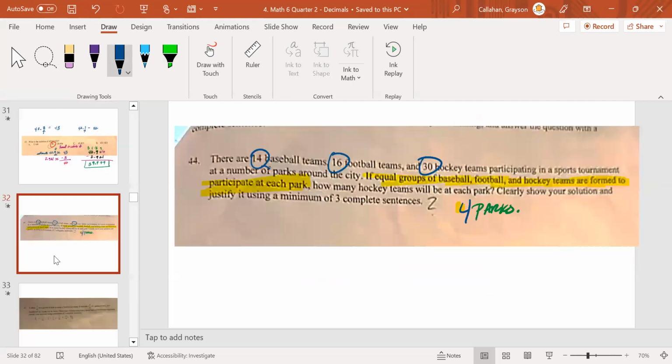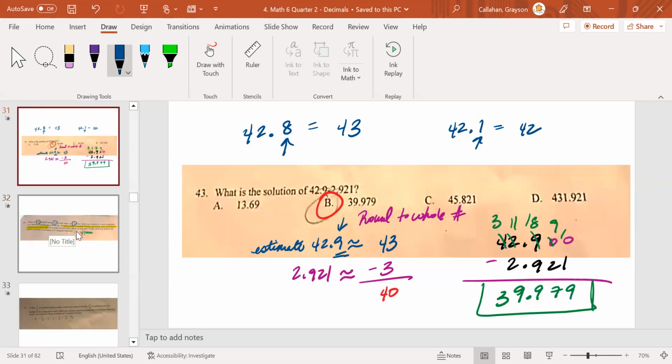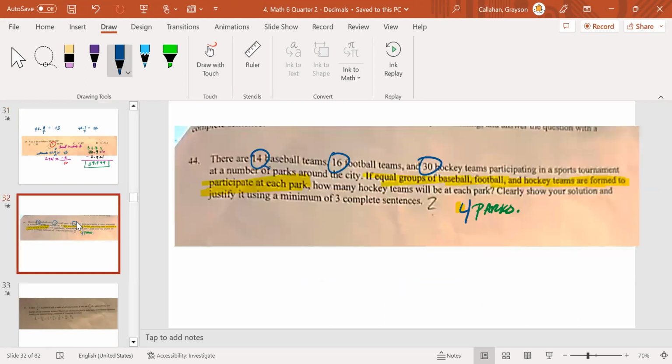All right, any questions on number 44 or 43? Okay, any questions on 44?